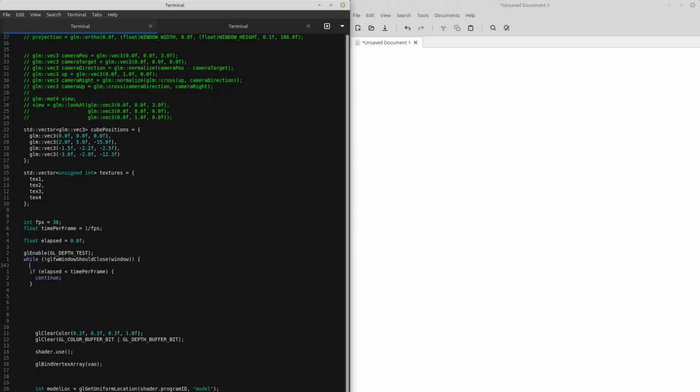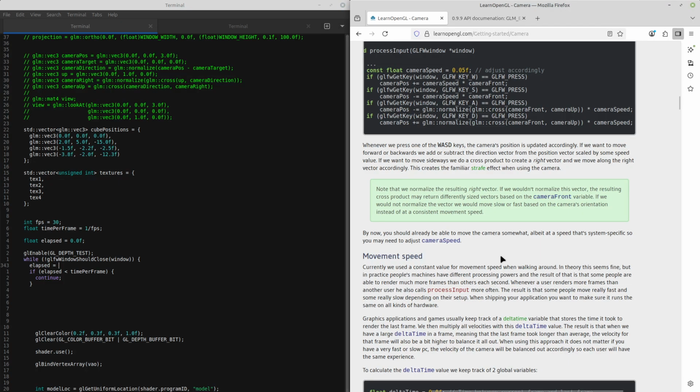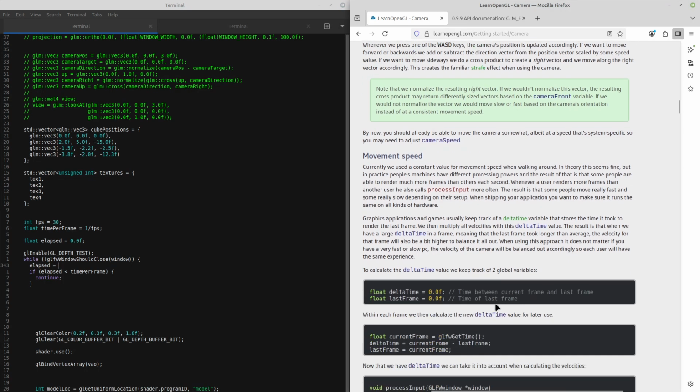But let's just say elapsed equals, how do you do delta time? I guess they're about to explain that, but I'm trying to do my own thing a little bit. It's kind of doing the same thing, but I'm using it in a slightly different manner to control the frame rate artificially.